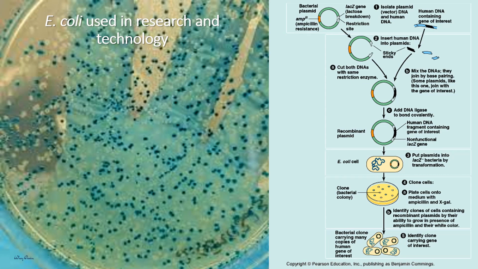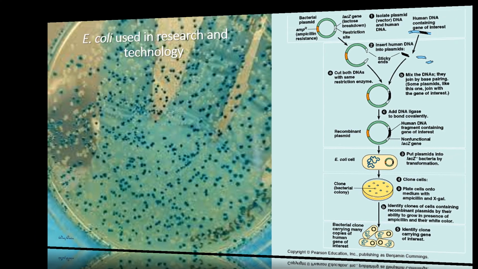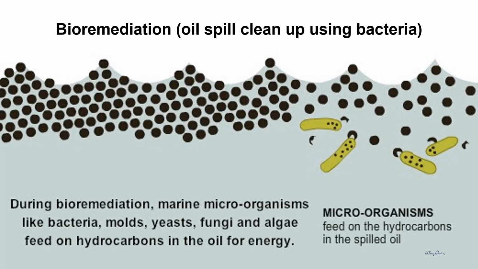And we have useful or beneficial bacteria such as E. coli, which are actively used in research and technology because they can donate the plasmid, which is the cloning vector, and at the same time they are used as a host cell during the transformation step. Some of the microorganisms, including bacteria, are used in bioremediation, which solves the pollution that occurs in the marine system. They are able to clean up oil spills.